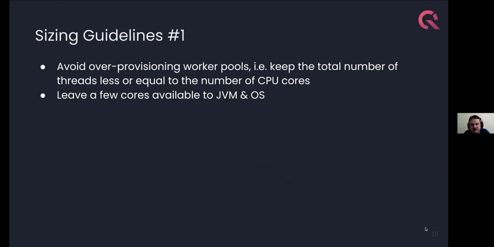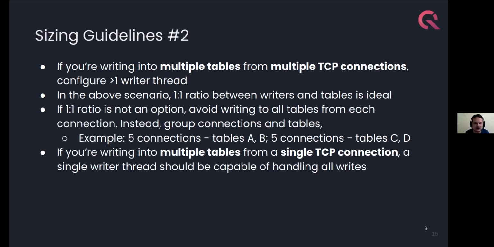So as for sizing guidelines for the worker pools, we do not recommend you to over provision worker pools. So you should keep them in total size less than or equal to, but better less than, the number of your CPU cores. And you should also leave a few cores available. So the number should be slightly less, it depends on the concrete machine, but having a pair of spare cores is always a good idea. So yeah, JVM and OS processes may be running there.